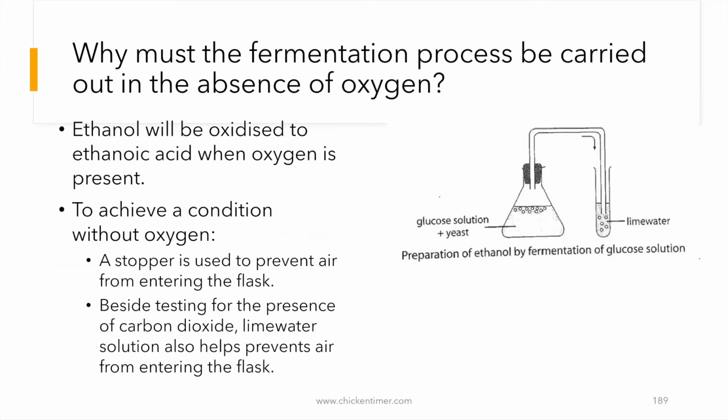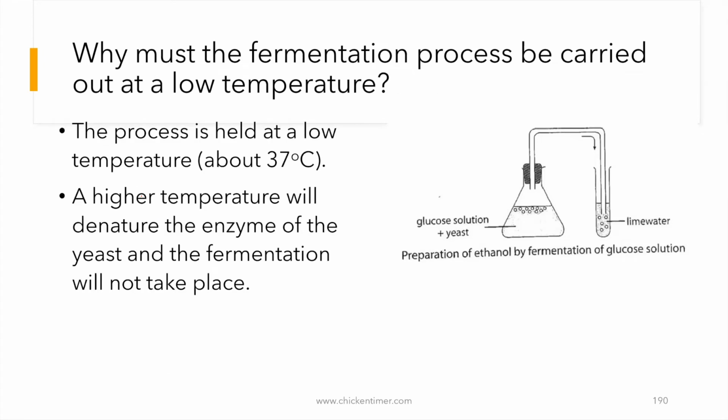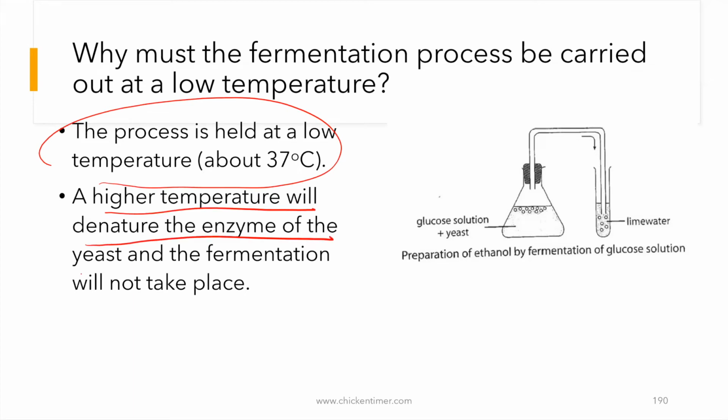Then they also say that you must have no oxygen in the setup, because the reason is that ethanol will oxidize into ethanoic acid. So instead of producing wine, you end up producing vinegar if there's oxygen in the setup. So how you get rid of the oxygen or prevent oxygen from coming in is, one, you stopper the flask, and the other is to put lime water at the end so that no oxygen can go into the conical flasks. Then why the process is held at 37 degrees, because higher temperature will kill the enzyme in the yeast. These two things I am sure the school teacher emphasized a lot.